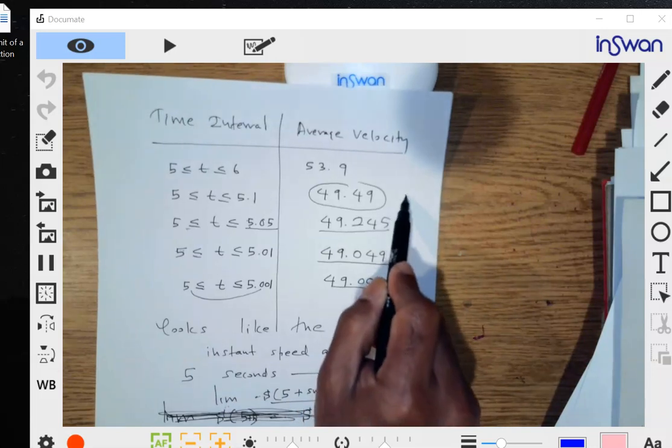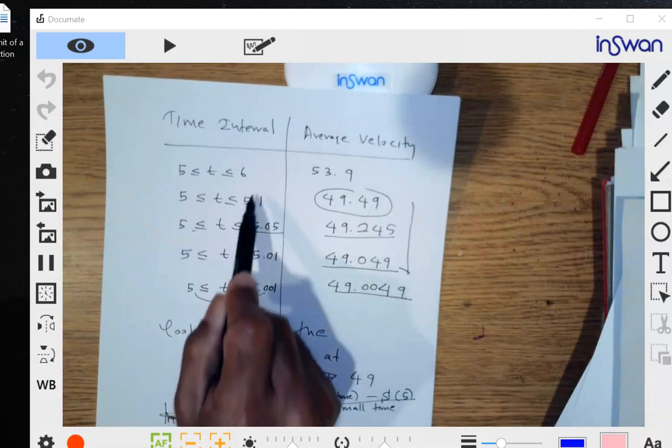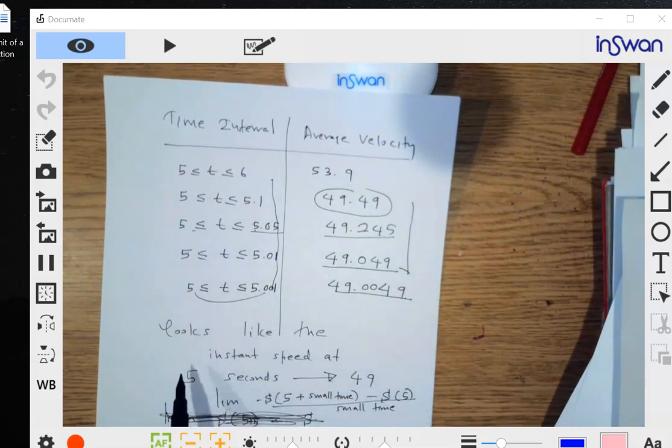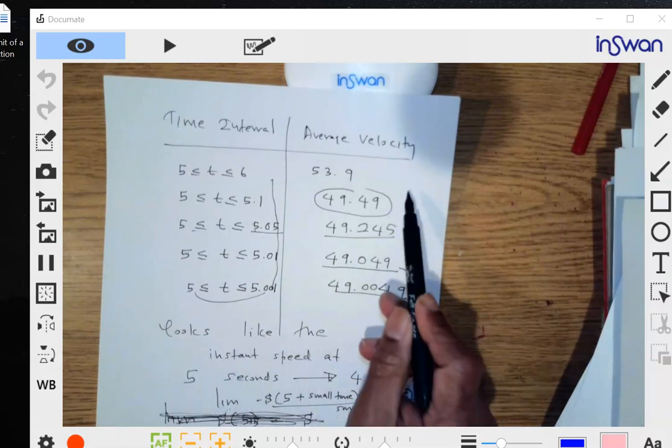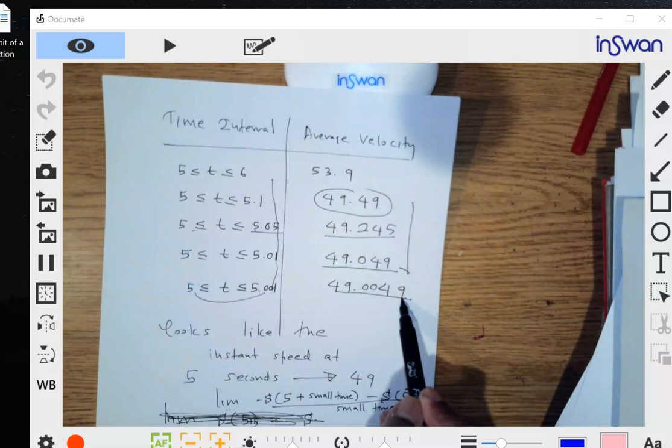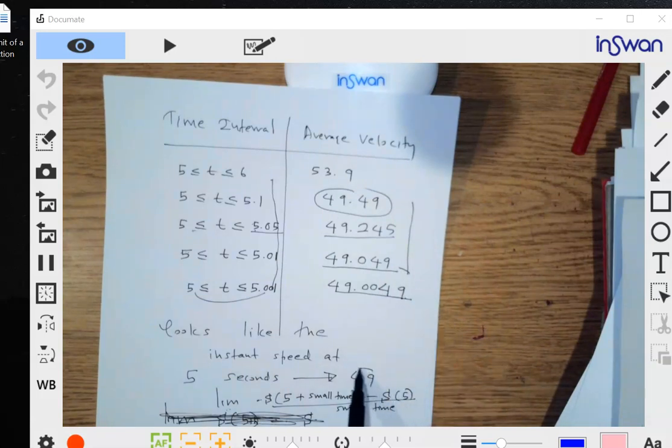The average velocity between 5 and 5.001 is 49.0009. So if you look at this, you will see that as the time gap becomes smaller and smaller, the average velocity seems to be heading towards something. And you can see that something is 49. Now the good question is, will it ever hit 49 in this case? Well, it doesn't really touch 49.